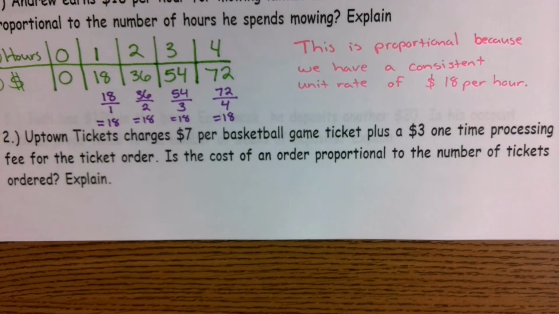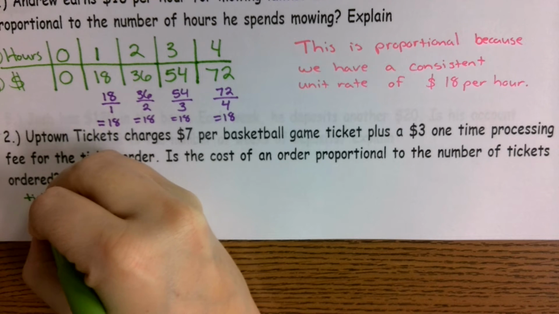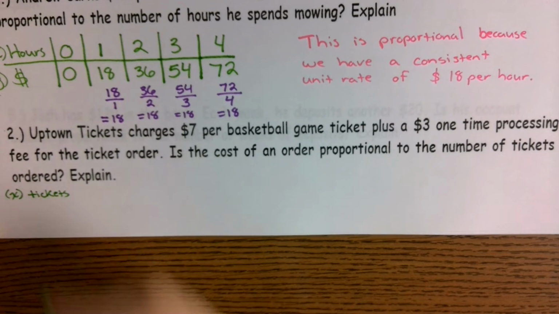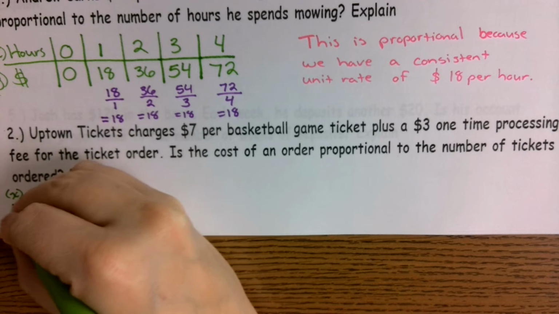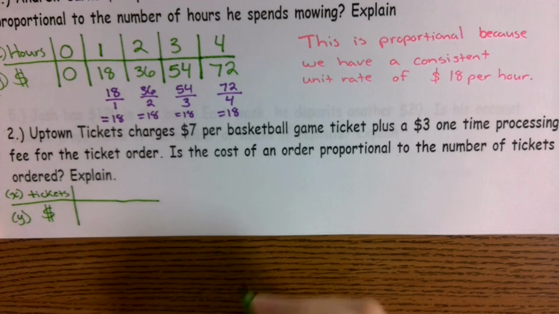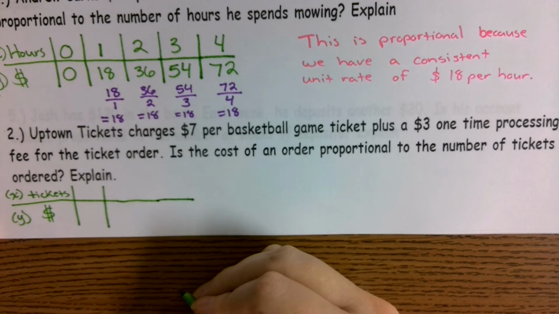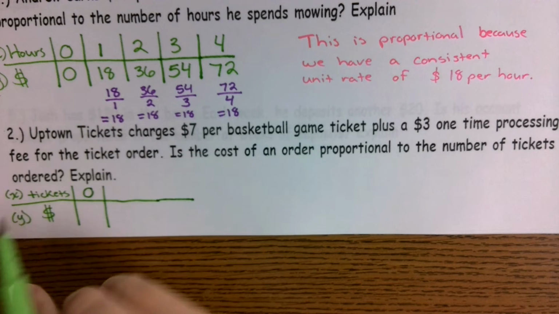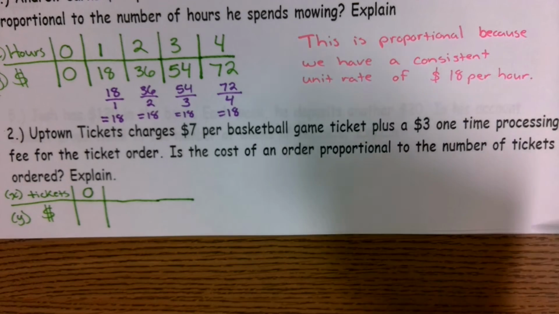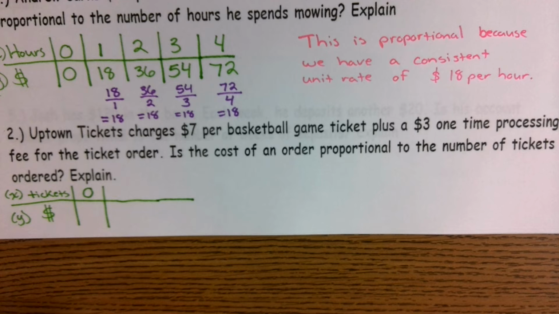So let's go ahead and put tickets as our X value, and then our Y value again is going to be the money, how much it's going to cost. So for here, before we buy any tickets, so if we know we're going to be making a purchase, we are going to be ordering something, before we put any tickets into our cart, how much money is being charged to us?